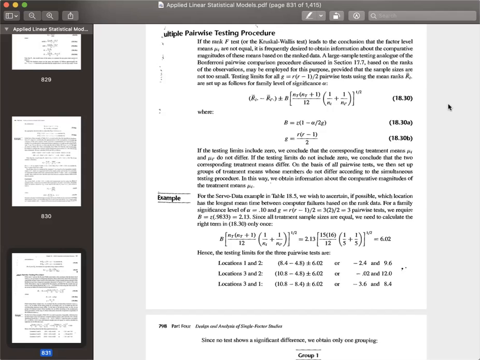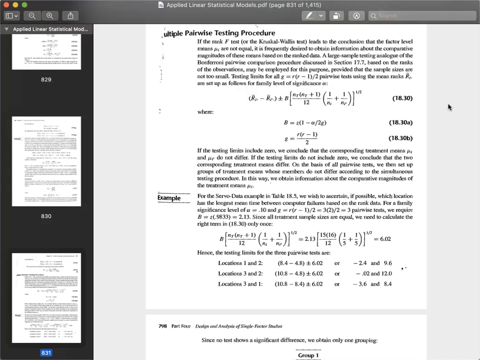So we have testing limits for all G equals R times R minus 1 over 2 pairwise tests using the mean ranks Ri dot bar, set up as follows for family level significance alpha, where we have Ri dot bar minus Ri prime dot bar plus or minus the Bonferroni B times the square root of Nt times Nt plus 1 over 12 times 1 over Ni plus 1 over Ni prime, where B equals Z of 1 minus alpha over 2G, and G is R times R minus 1 over 2.